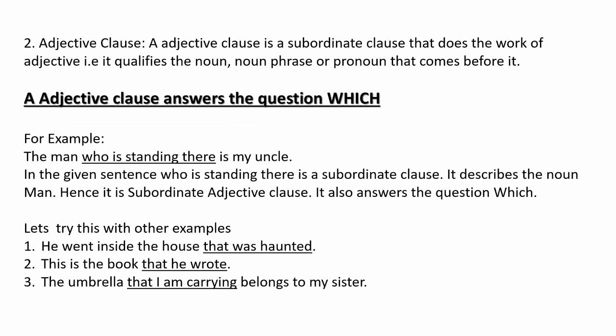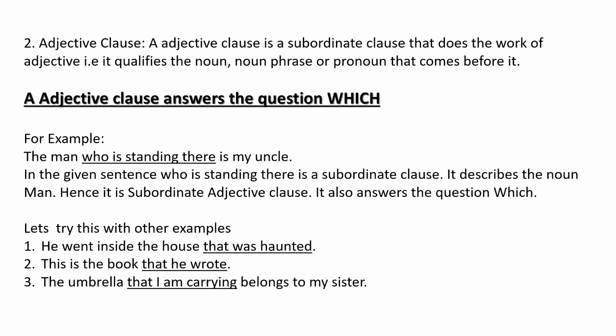Adjective clause. An adjective clause is a subordinate clause that does the work of an adjective, that is, it qualifies the noun phrase or pronoun that comes before it. Remember that the adjective clause answers the question which. For example, the man who is standing there is my uncle.